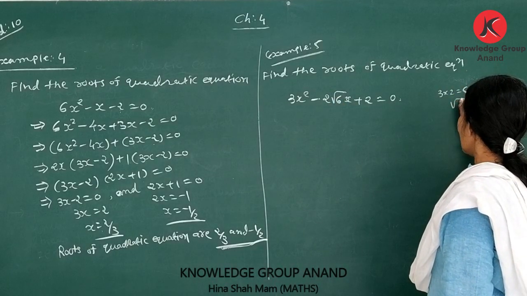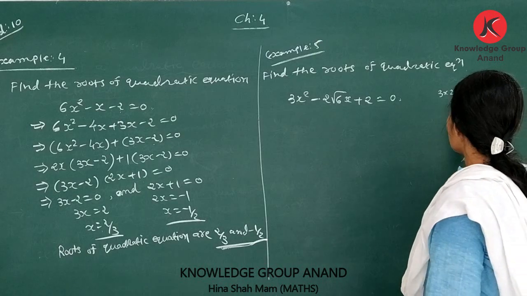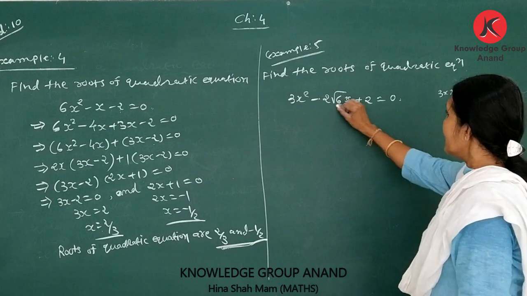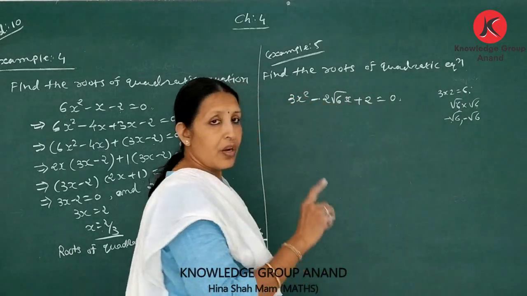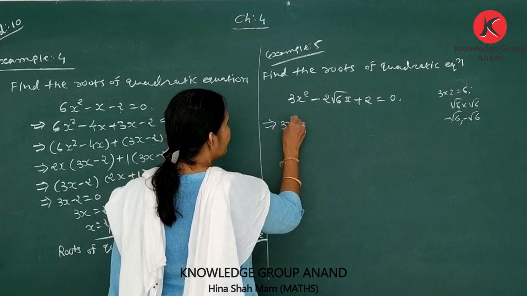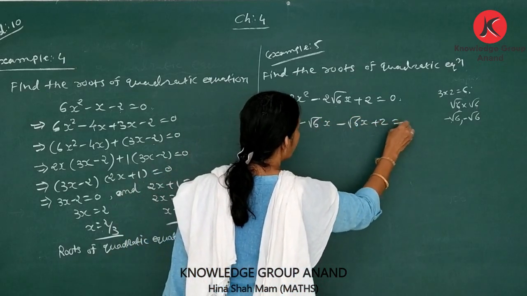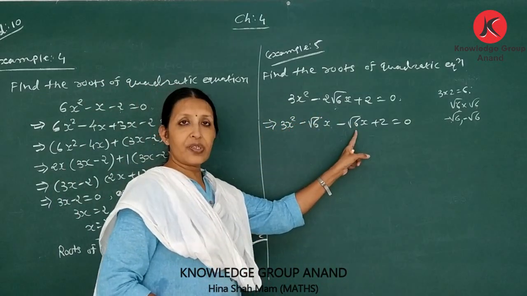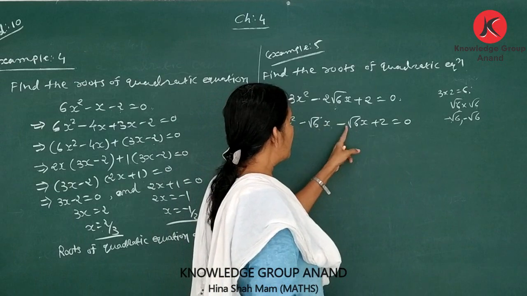The factors of 6 are √6 and √6, whose product is 6 and whose sum is 2√6. Since the sign is minus, we split it as -√6 and -√6. So 3x² - √6x - √6x + 2 = 0. Therefore -2√6x, and the product is 6x².